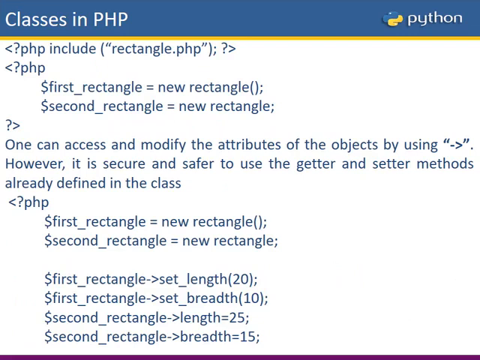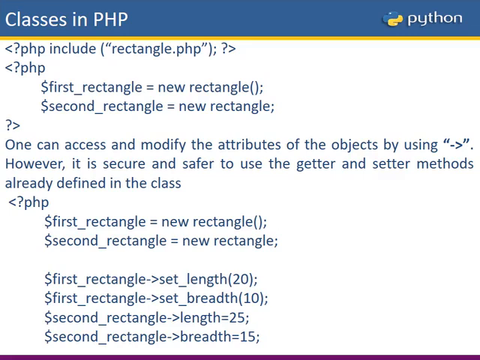So we have the same class Rectangle. In PHP, the first rectangle equals new Rectangle, and the second rectangle equals new Rectangle. One can access and modify the attributes of an object by using the arrow, but it is more secure and safer to use the getter and setter methods already defined in the class, as we have done in Python.